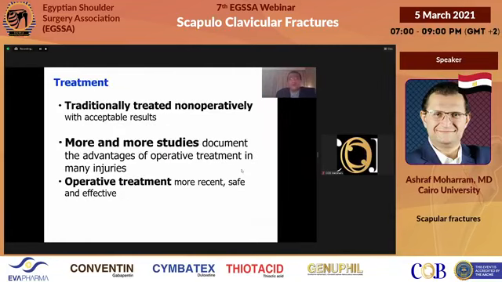So, although traditionally we treat these patients non-operatively, more and more studies document the advantages of operative treatment, especially in patients who are indicated for surgery. And this is the main value of, I hope, this lecture, to point out which patients are indicated for surgery.